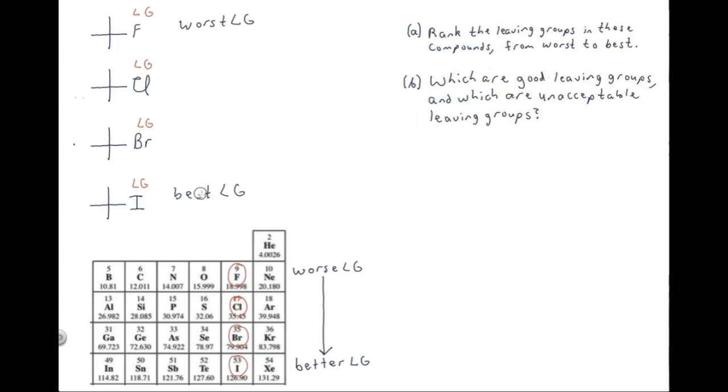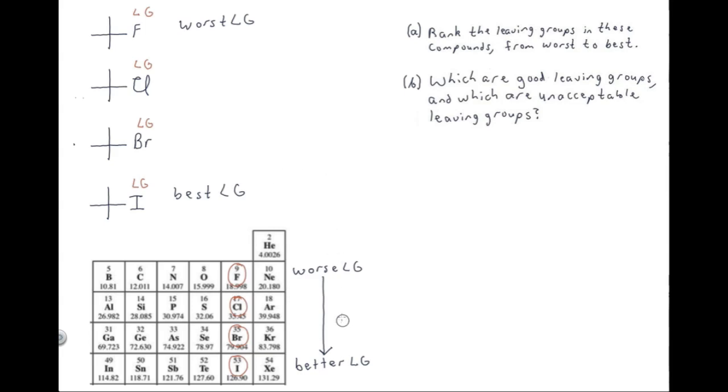Iodine is lowest in the column, so iodide would be the best of these leaving groups. These compounds are already arranged in order from the top of the column and then moving down the column. Fluorine, chlorine, bromine, and iodide are already arranged in the same order that they're arranged in the periodic table. So this compound with fluorine would have the worst leaving group. Chlorine would be the next better leaving group. Bromine would be a better leaving group than chlorine, and iodide would be the best of these leaving groups.